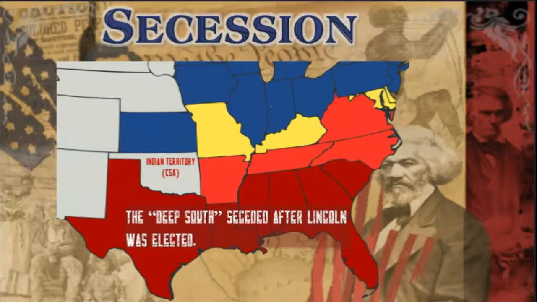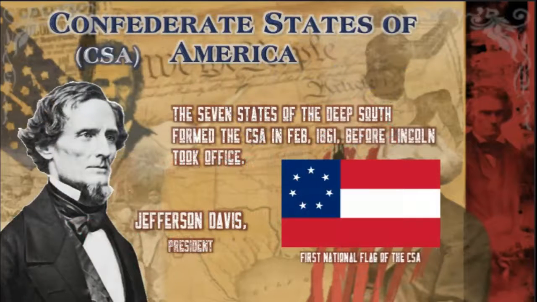So here's our secession. The Deep South will secede immediately after Lincoln's elected, and the Upper South will wait. 7 states of the Deep South formed the Confederate States of America before Lincoln took office, and will choose Jefferson Davis. That is the first national flag of the Confederate States of America. That's what they call the Stars and Bars, and it looks nothing like what's on the roof of the Duke boys' car.